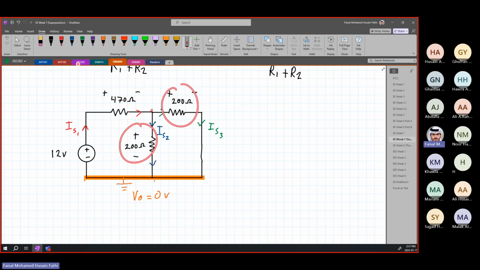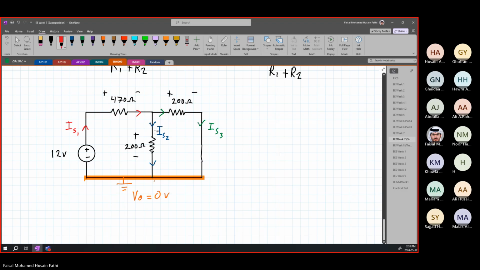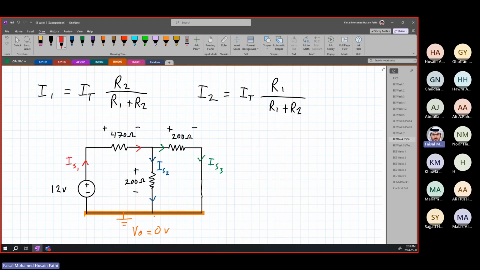These two resistors are in parallel, okay? So IS1 is our I total, and we can find our IS2, which is this current. In this case I called it I1, but if I want to write the equation for IS2, it is going to be equal to I total, and then the second resistor. In this case, they're both equal resistors, 200 ohms. But again, this resistor, divided by 200 plus 200, okay?